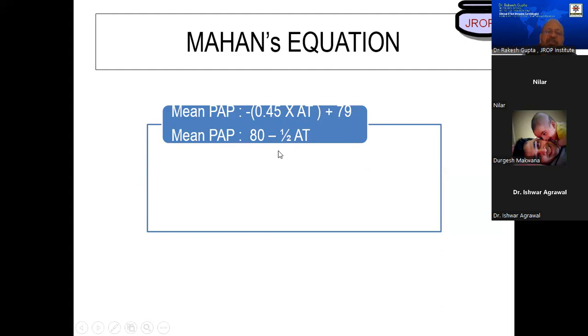On the other hand, when we are doing the majority of echocardiographies, we remember very well when we said 80 minus half of 80. That is, 80 is the acceleration time, and minus half of the acceleration time is how we get a mean pulmonary artery pressure.